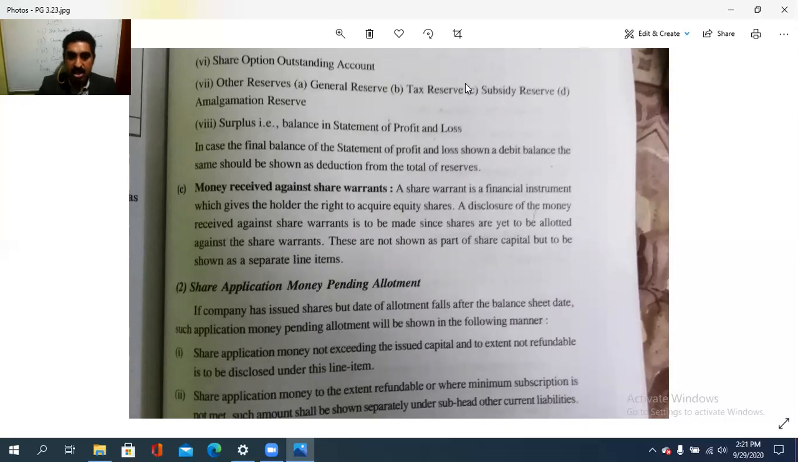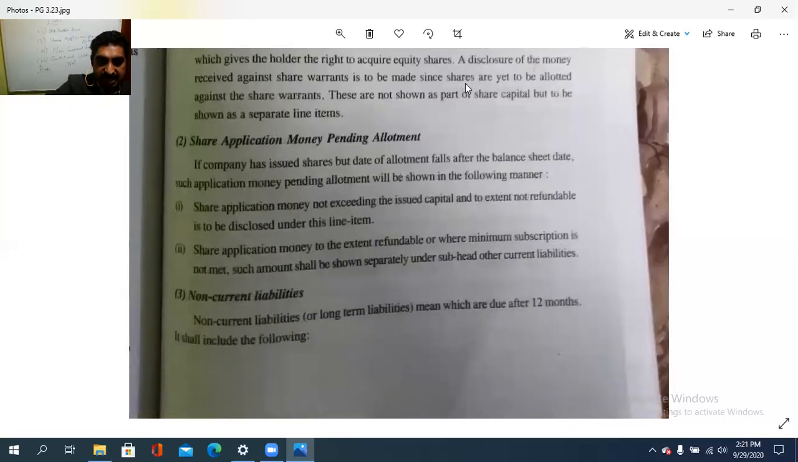Share application money not exceeding the issued capital and to the extent not refundable is to be disclosed under this line item. So how is it to be? Share application money not exceeding the issued capital and to the extent that is not refundable, that is to be disclosed under the line item. അതായത് അതിന്റെ കൂടെ എഴുതുകയല്ല, അതിനകത്ത് നോട്ട് ആയിട്ട് എഴുതുള്ളൂ എന്നാണ് പറഞ്ഞിരിക്കുന്നത്.